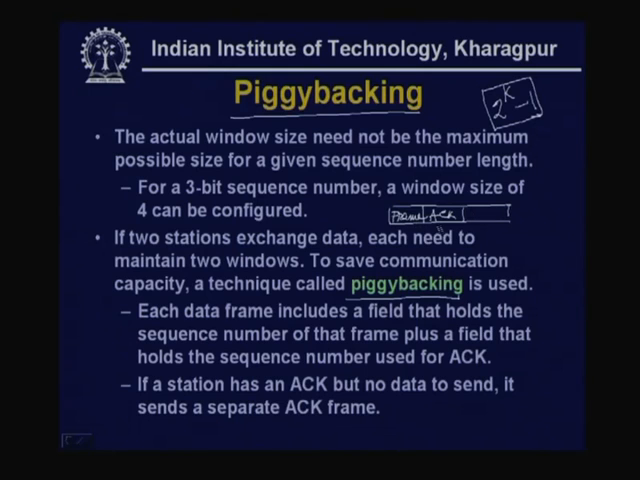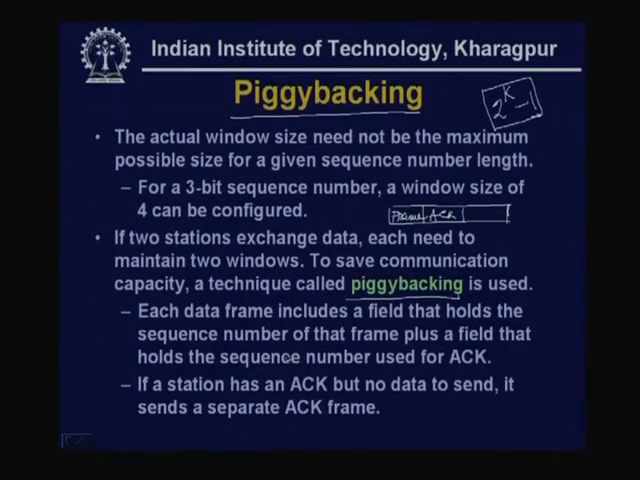So, the frame number and acknowledgement number: that acknowledgement number is piggybacked as part of the frame that is being sent, and as a result we need not send a separate acknowledgement frame for this purpose. So some saving in the bandwidth occurs in this way, and this is known as piggybacking.